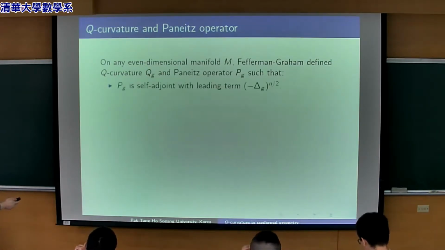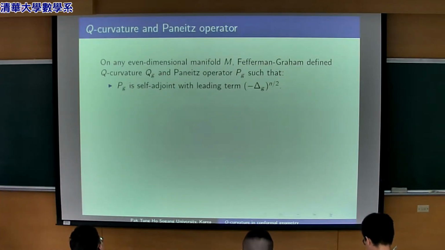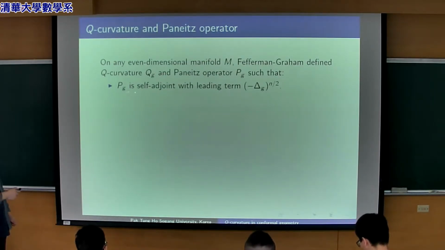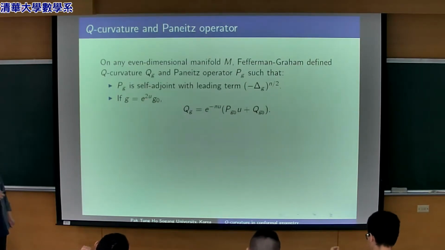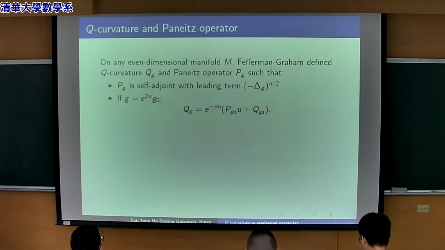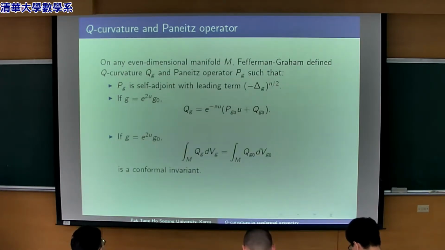The first thing is this is a self-adjoint operator, such that the leading term is this one: minus Laplacian to the power n over 2. The other property is that the Q curvature changes nicely when you change the metric conformally. It also has the property that the total Q curvature is a conformal invariant.